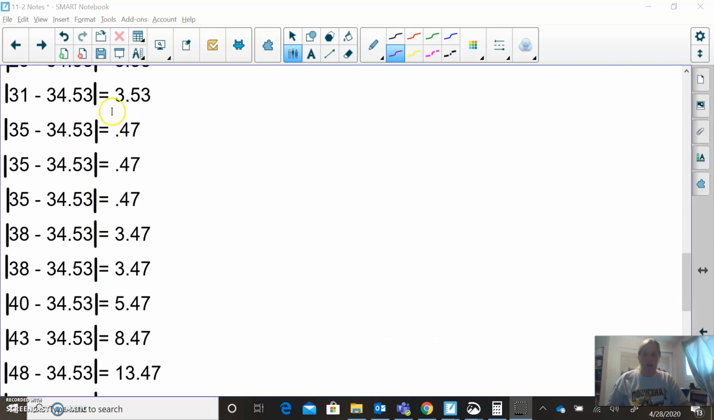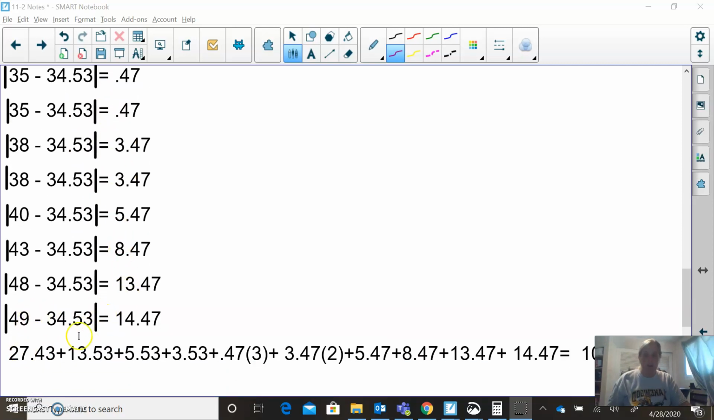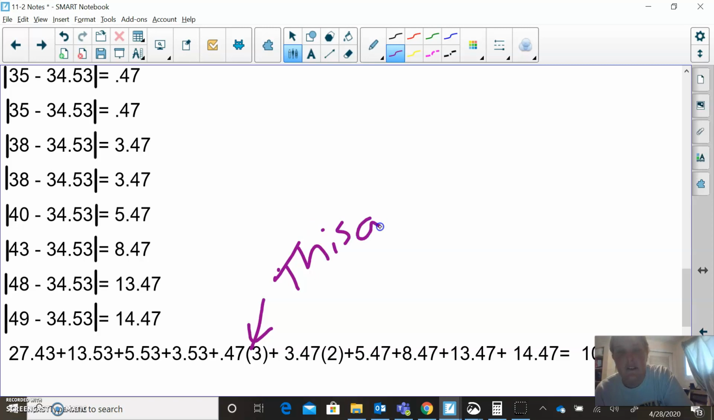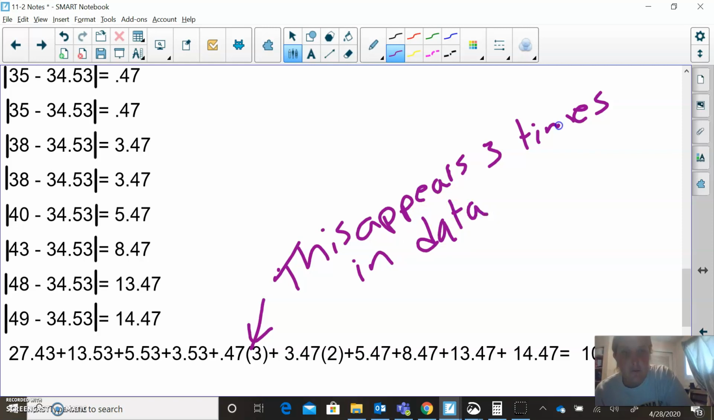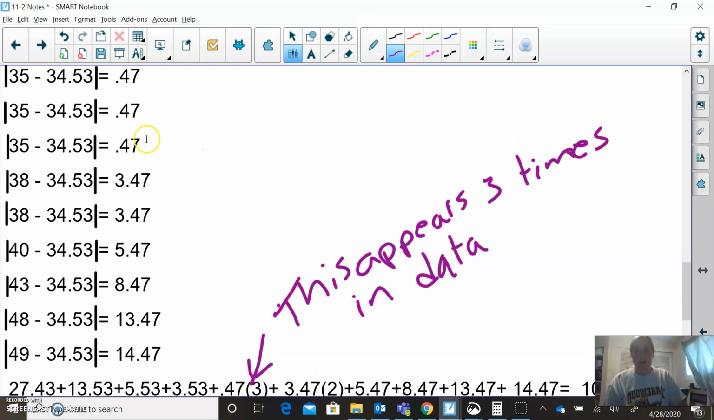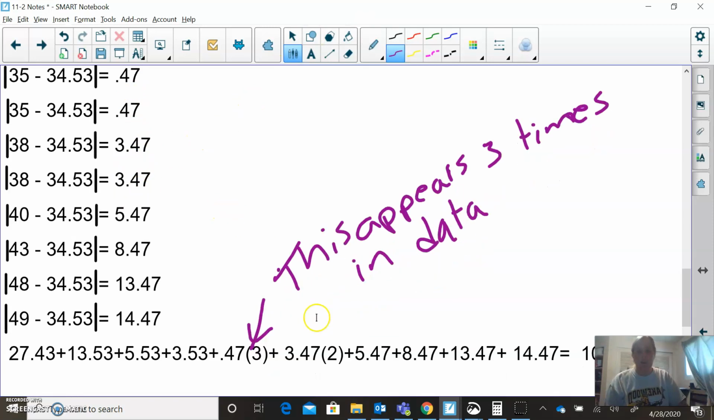Then we add all the things we get from subtracting together. Now I multiplied by 3 here because this appears 3 times in the data. Okay, 47 came 3 different times, so I put the 3 there. Same with 3.47. That happened twice. That's why I multiplied by 2.